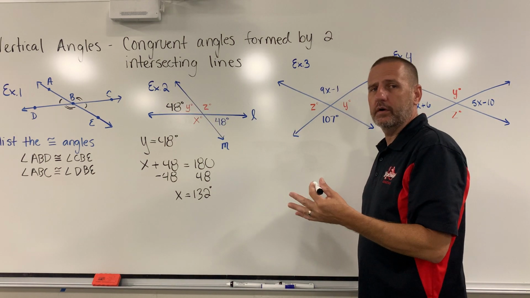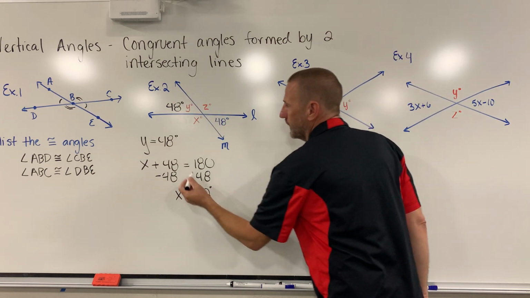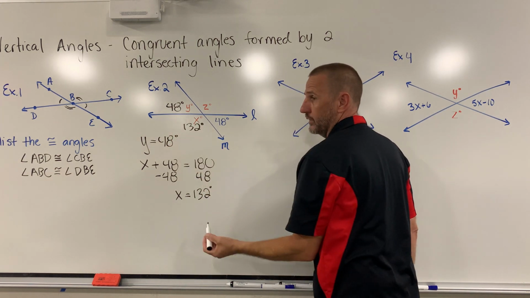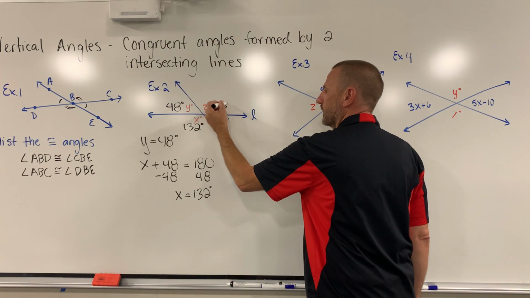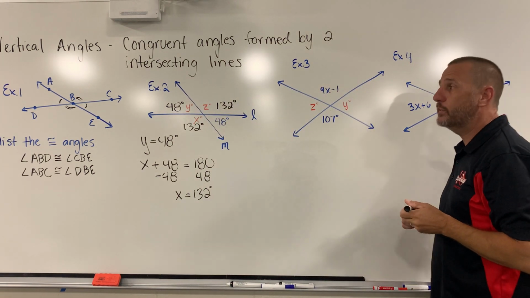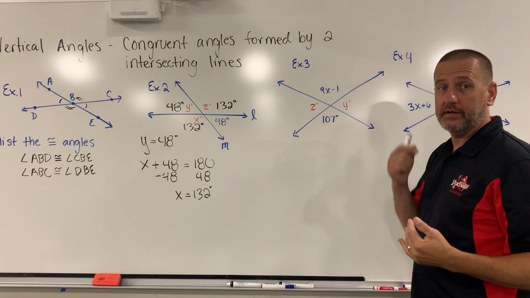Either one, they all are going to work out the same. So I know that X is 132 degrees. And because of vertical angles, I know that Z is now 132 degrees, and I've answered all the questions. All right, let's play this out in more of an algebraic setting.